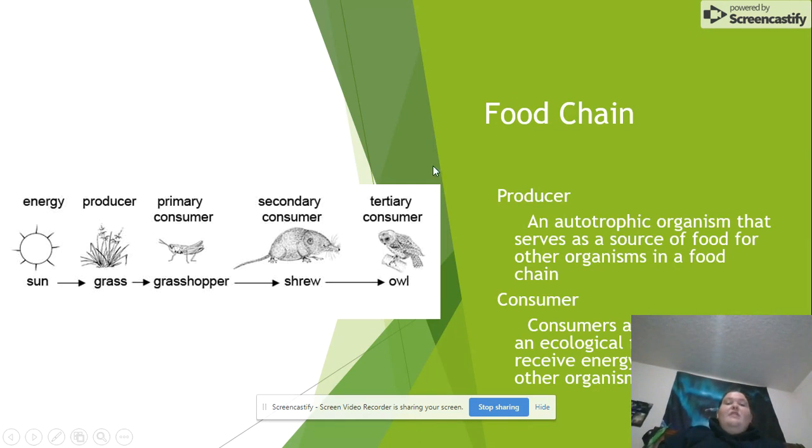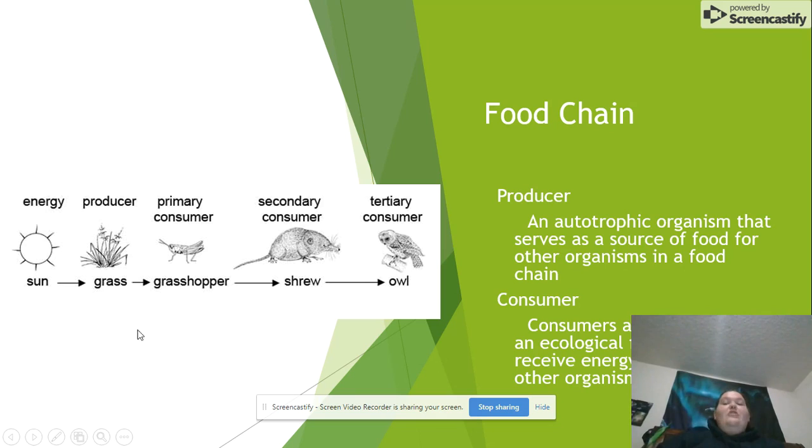So with a food chain, you can see in the picture, we start with the sun, which is our energy provider. And then we'll come to a producer. A producer is an autotrophic organism. So they have to make their own energy. They'll get their energy from the sun, just like we've gone over in the last slide. But this will serve as a source of food for other organisms in the food chain.